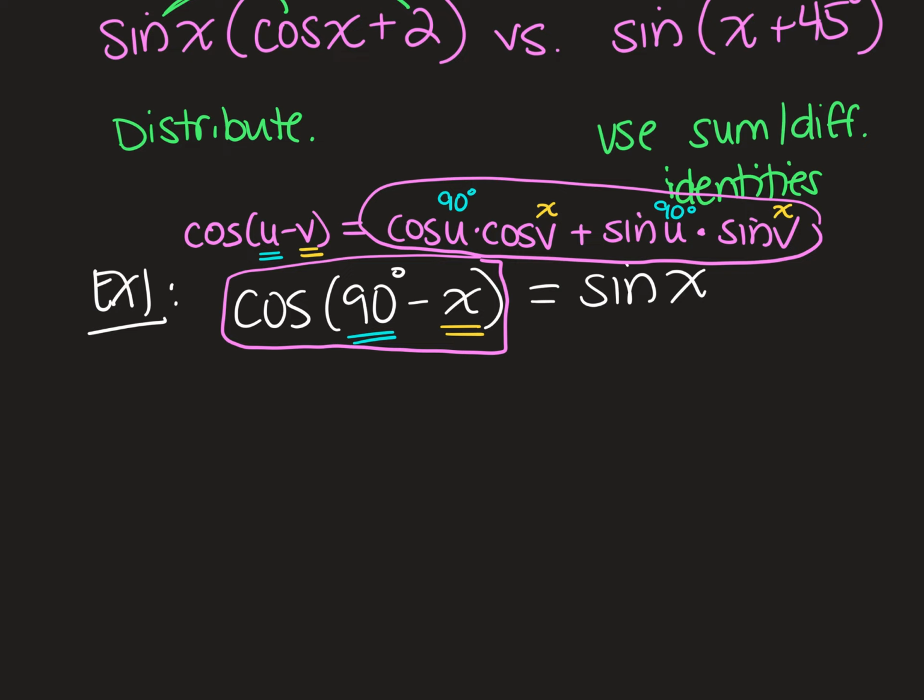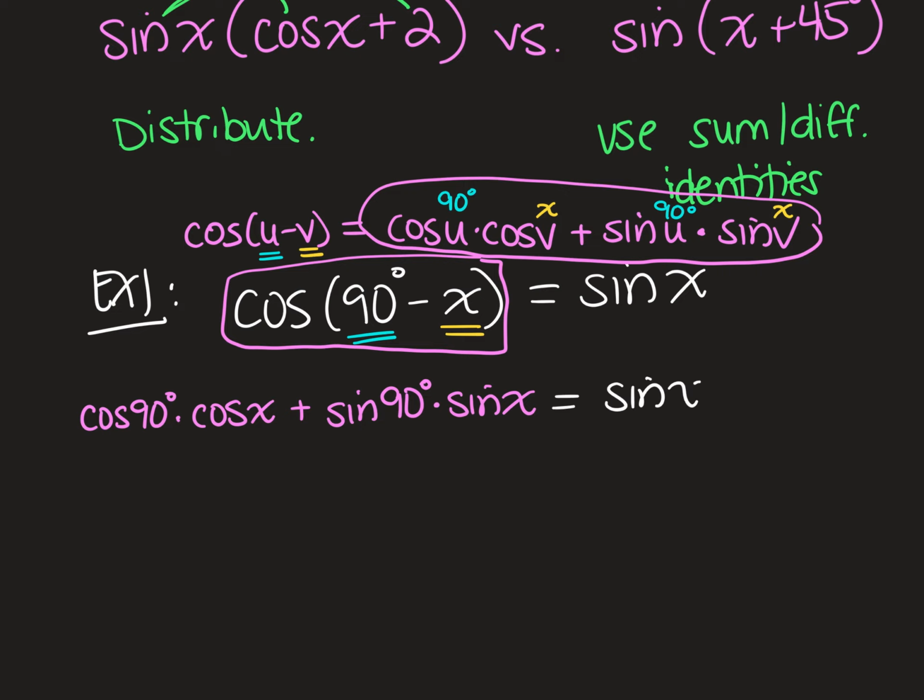So what does that look like? Well, I'm going to take the left side and rewrite it, and I'm going to rewrite it as the cosine of 90 times the cosine of x plus the sine of 90 times the sine of x, and I'm trying to show that all of that is just going to be sine of x.